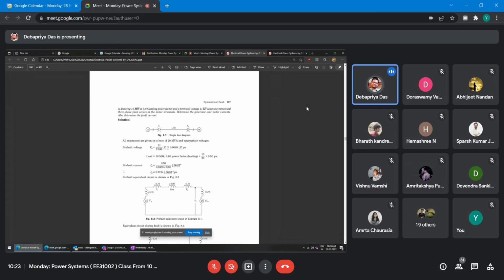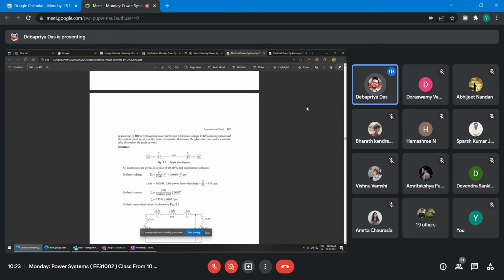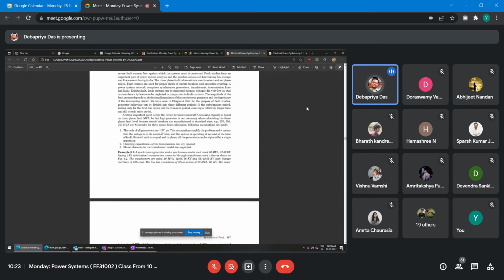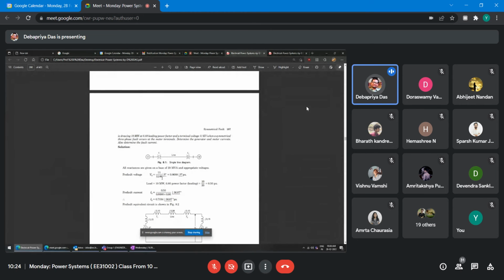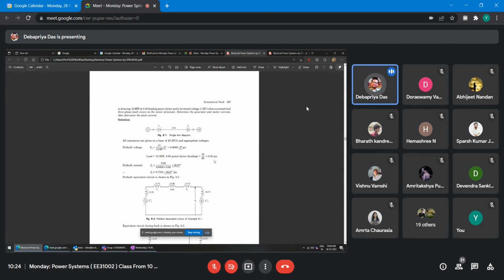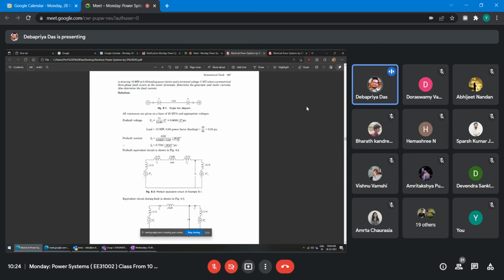Therefore, the pre-fault voltage will be 11 by 12.66 because the terminal voltage was 11 kV. Each one is rated 20 MVA and 12.66 kV, right? Therefore V0, the pre-fault voltage, will be 11 upon 12.66 angle 0. The load was 10 megawatt at 0.8 power factor leading. On a 20 MVA base, 10 by 20 is 0.5 per unit, so everything is per unit. So VI cos phi is equal to 0.5, right? It is leading power factor, so the current was leading, and the angle is 36.87 degrees. Therefore I0 is equal to this much, that is your pre-fault current.